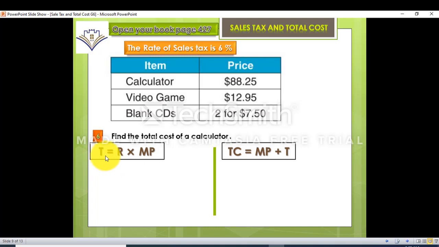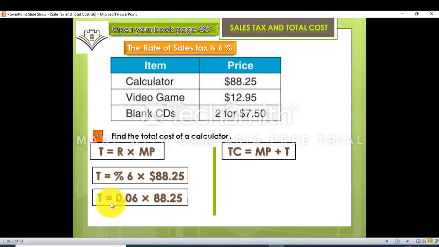Sales tax T equals R multiply MP, as it was before. R, the rate, is 6% multiply the market price. We're talking about the calculator, which is the first item here, $88.25. Then 6% means 6 divided by 100 is 0.06. 0.06 multiplied by 88.25 equals $5.295. This is the first part.